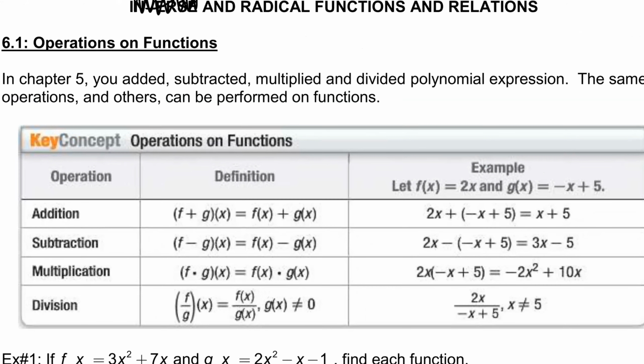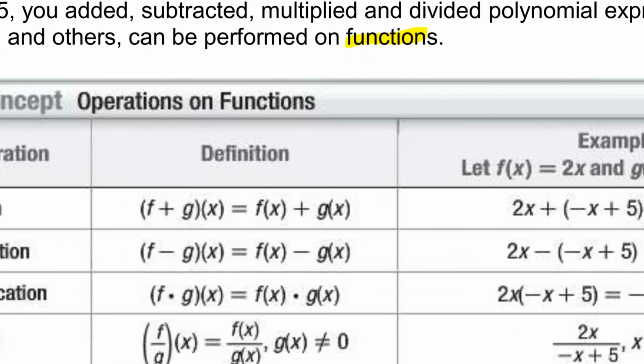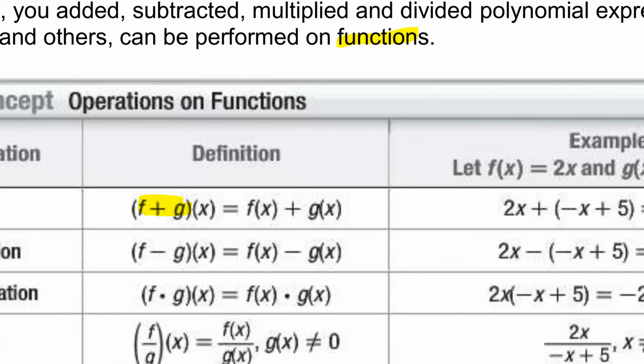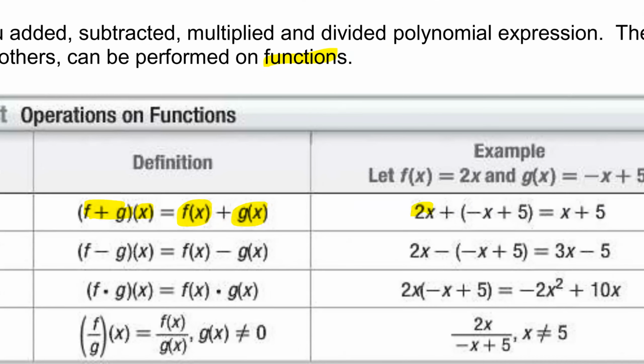Operations on functions. In chapter 5, you added, subtracted, multiplied, and divided polynomial expressions. The same operations and others can be performed on functions. So notice, for addition, f plus g of x, all that means is you're adding the first function to the second. What this looks like is you're just adding the functions together.